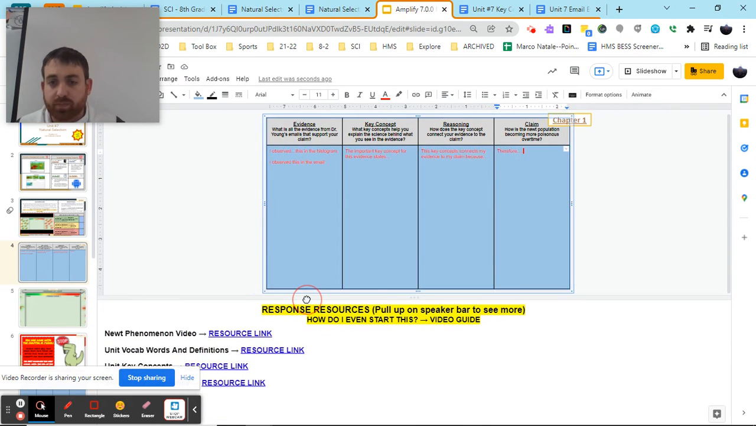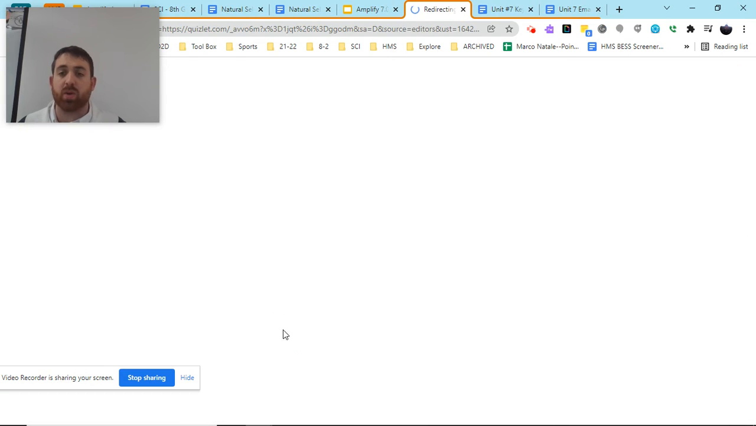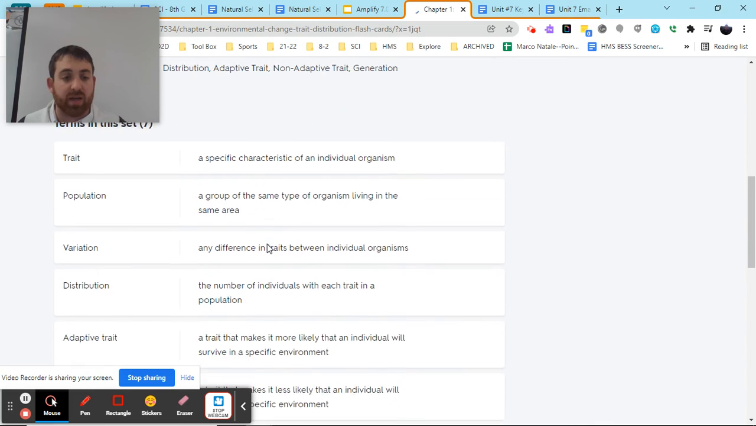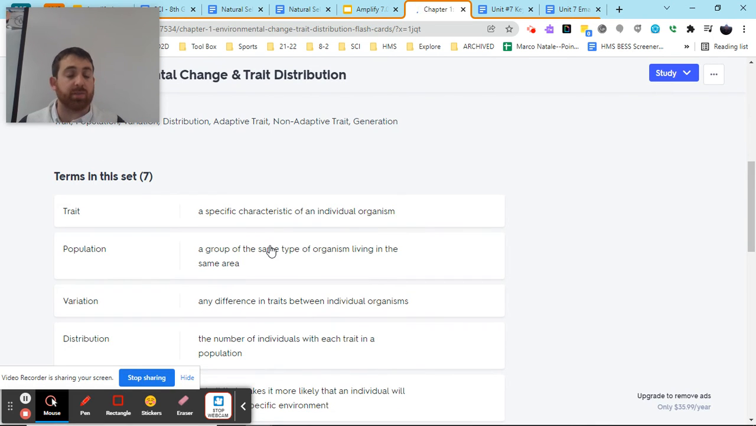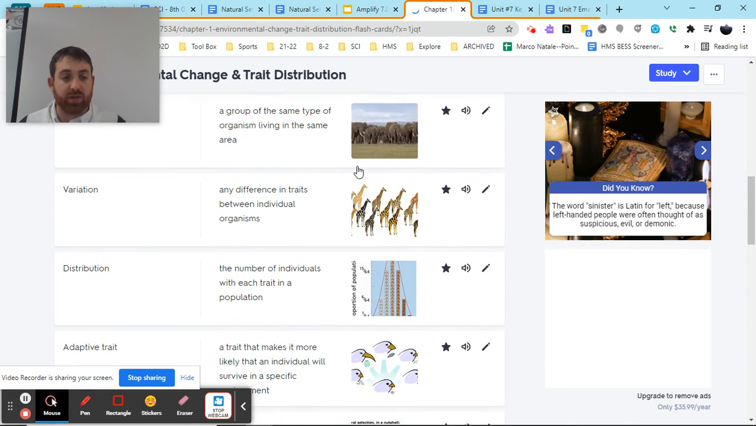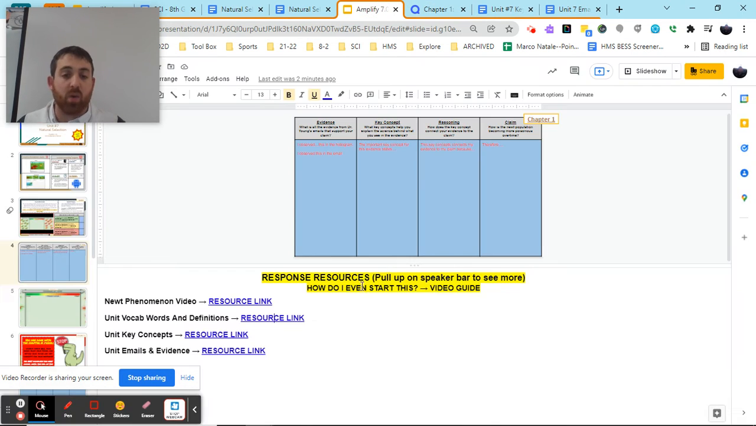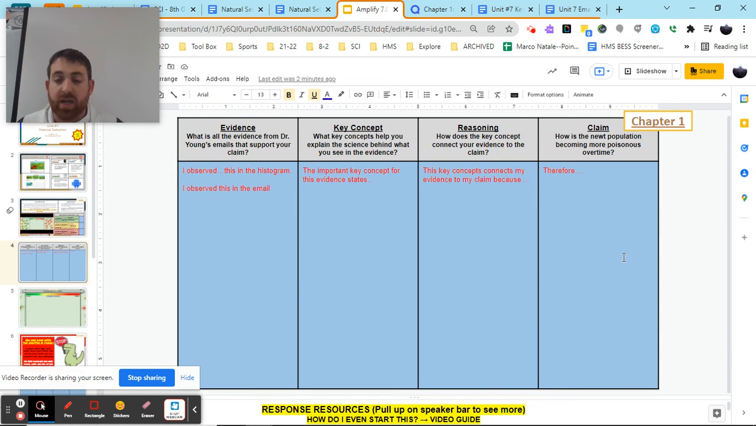When you're all done, I would definitely go through the unit vocab and ask yourself, do I have all the vocab in there? So when I click on this, it's going to take me to a Quizlet. And I'm going to look through the words and say, okay, do I use these words throughout all of my sections? So I should see me use the word trait, population, variation, distribution, adaptive trait, non-adaptive trait, and generation. I should see them in one or more of the 4 boxes. And I should see all of the vocab words in one or more of the boxes.